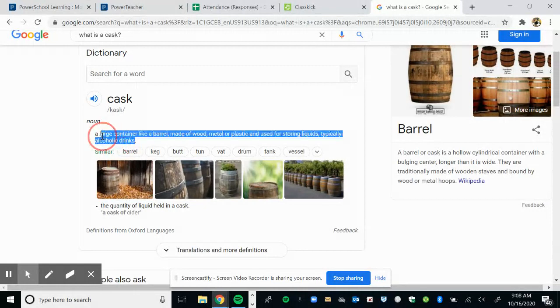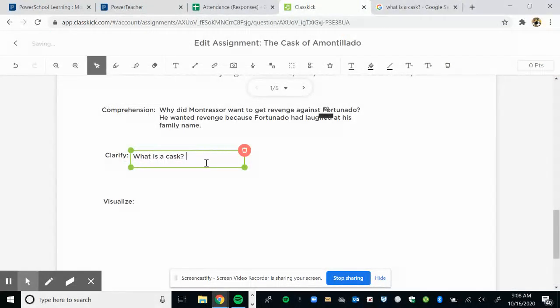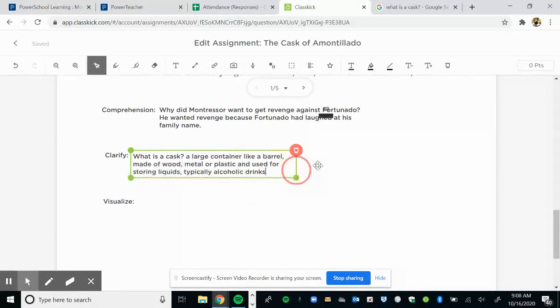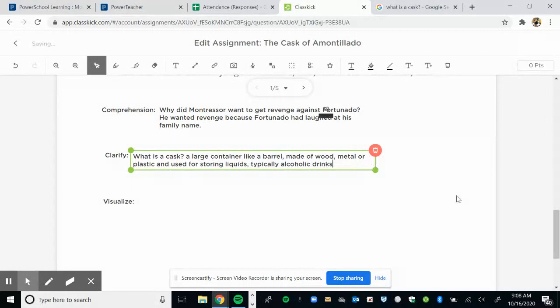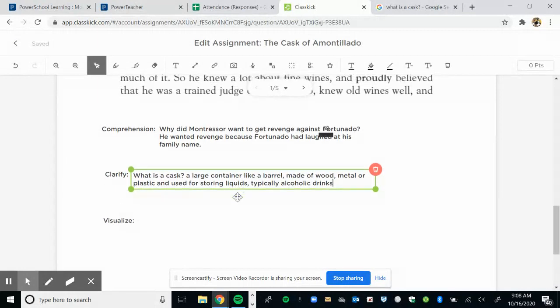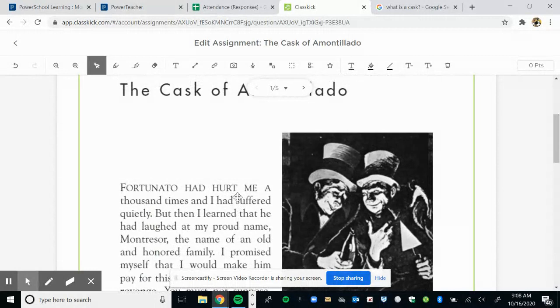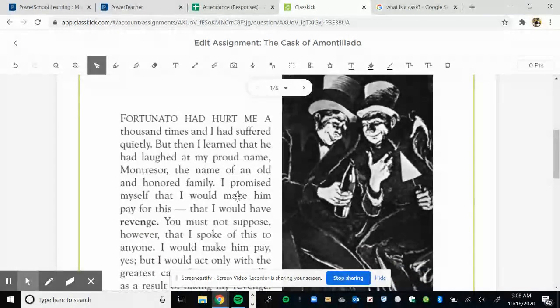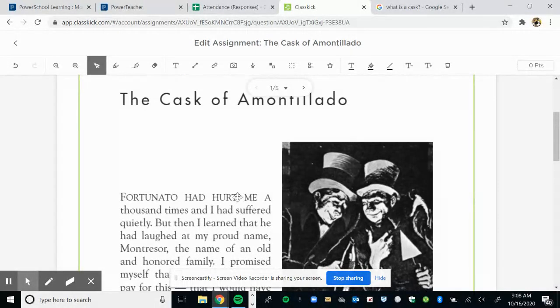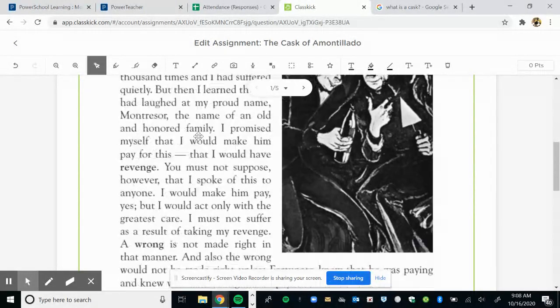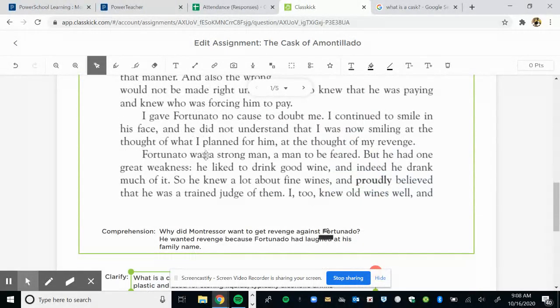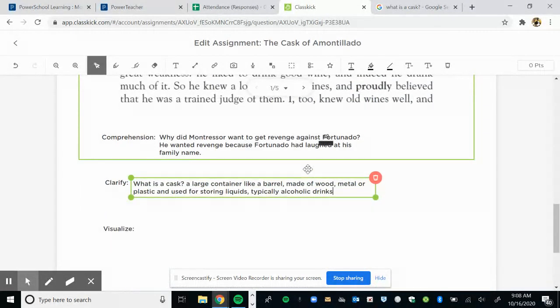I don't have any issue with you copying and pasting an answer like this, a clarifying answer. So, what is a cask? I can just paste my answer right in there. It's a large container that holds liquid. We also need to know what amontillado is, but I think we can add some context clues together and figure out that it's some kind of liquid being held in this cask. We also know that Fortunato loves wine, so I think we can assume that it is a wine.